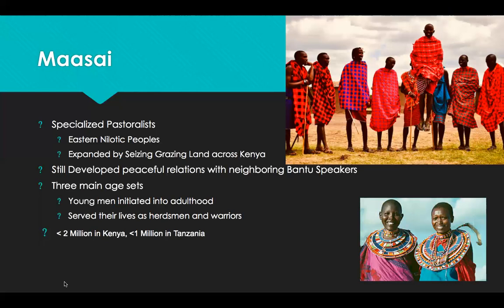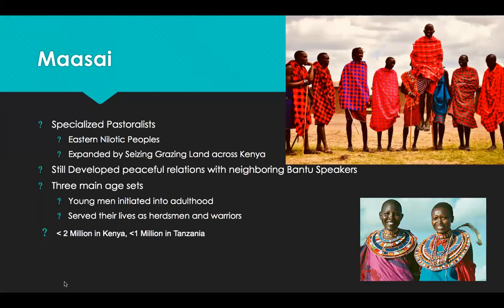to other groups. But although they raided other cattle herding people and expelled them from their grazing lands, they still developed peaceable relationships with neighboring Bantu speaking farmers. For example, they would trade with the Kikuyu and the Kamba for iron weapons and food. And there was even some level of intermarriage between the Maasai and Kikuyu, and the Kikuyu are a prominent group in contemporary Kenya, right?